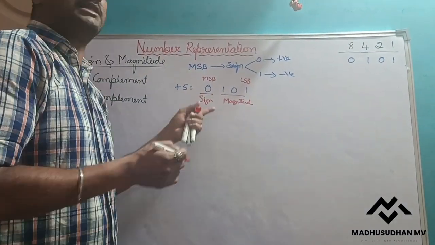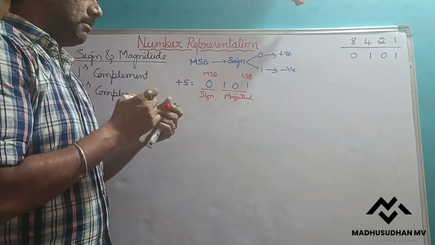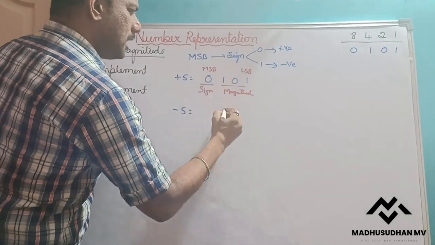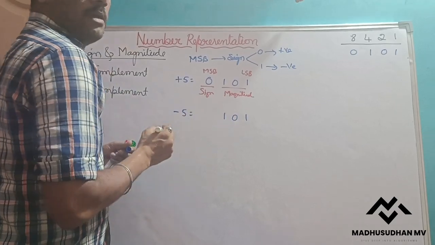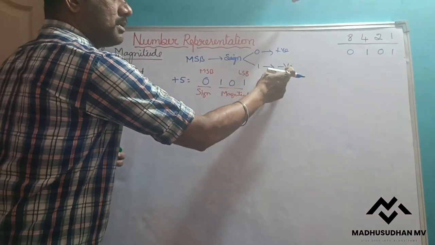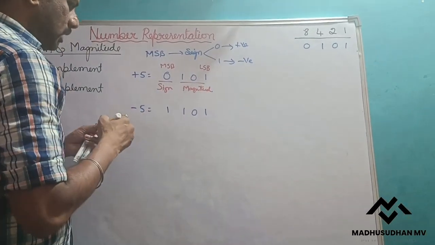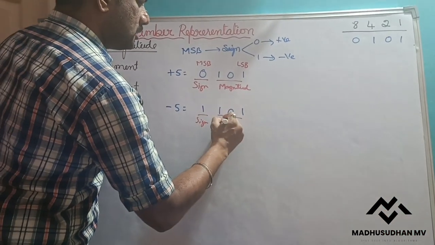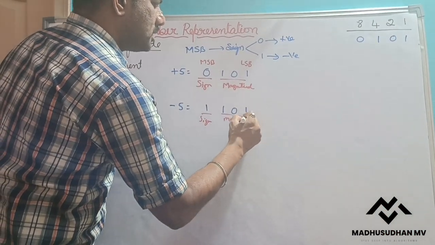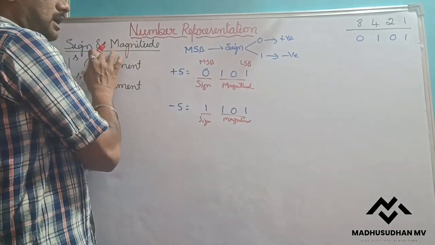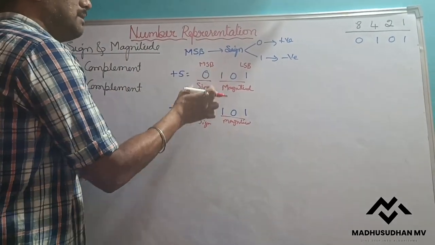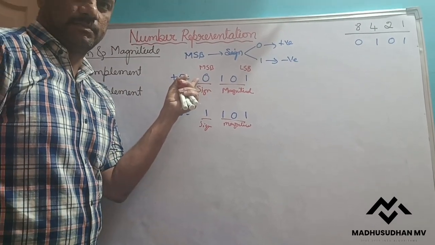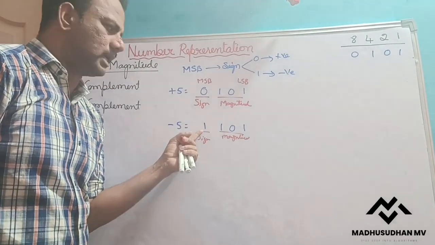Now how to represent minus 5 using sign and magnitude? See, for minus 5 the magnitude is the same, so I can keep this same. But for a negative number, what is the sign? The sign is 1. So this is 1, my sign bit, and this is the magnitude. In sign and magnitude, the magnitude remains the same. Only the sign bit indicates whether it is positive or negative. If the MSB is 0, it indicates positive. If the MSB is 1, it indicates negative.